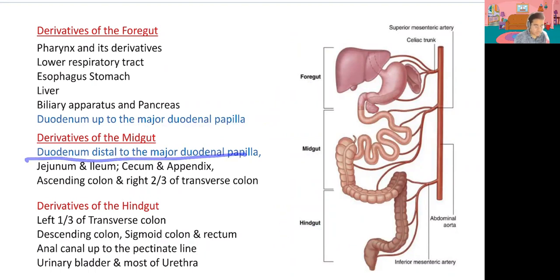Duodenal, distal to the major papilla, right? What are we talking about with the major papilla, right? That's the second part of the duodenum, right? It's where the draining point of the bile duct as well as the pancreatic duct is.